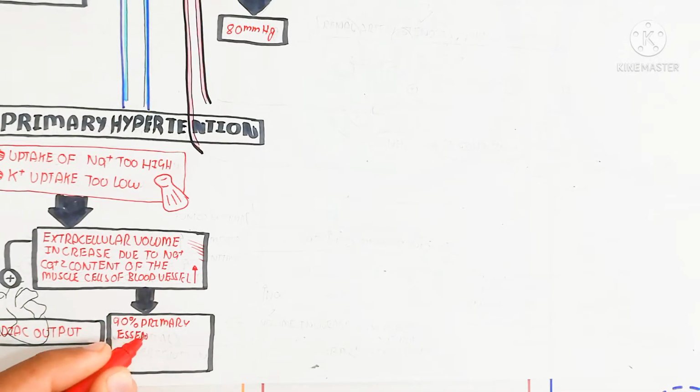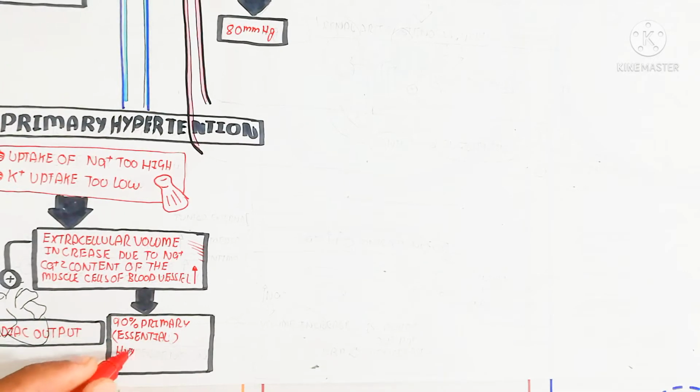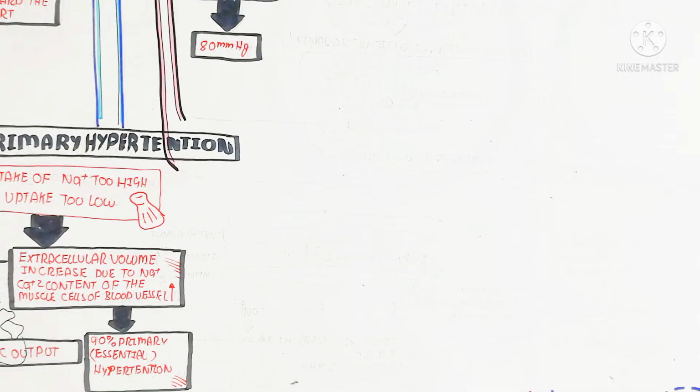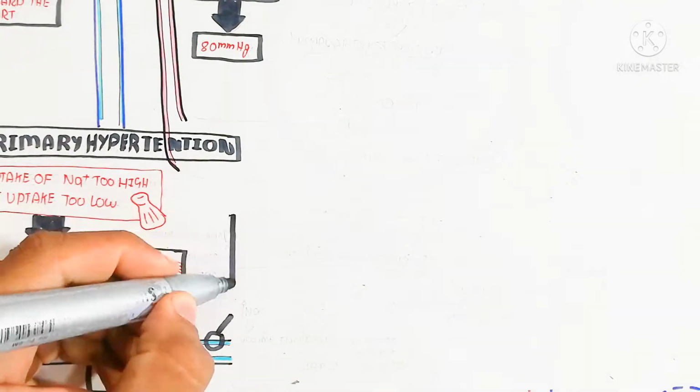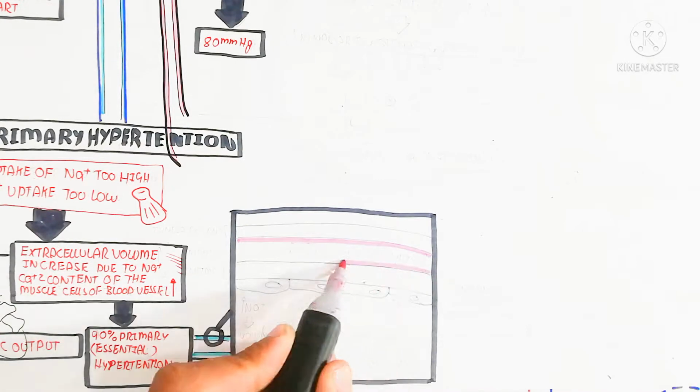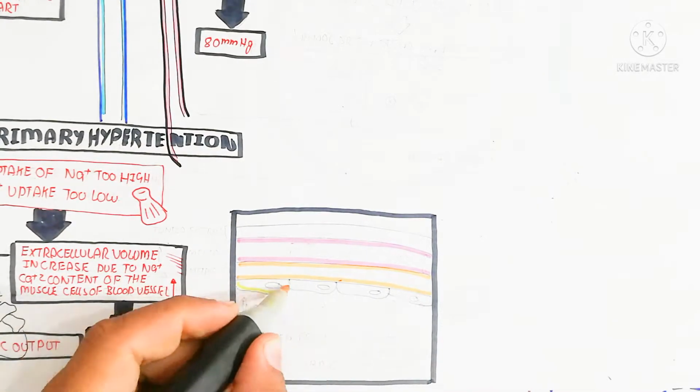In this way, the important thing is that this can be managed easily with antihypertensive drugs. But the important thing you need to understand is that other hypertension is more complex and very difficult, so very difficult to manage.